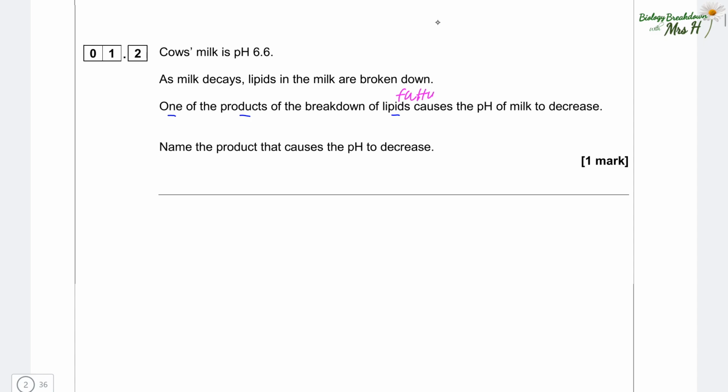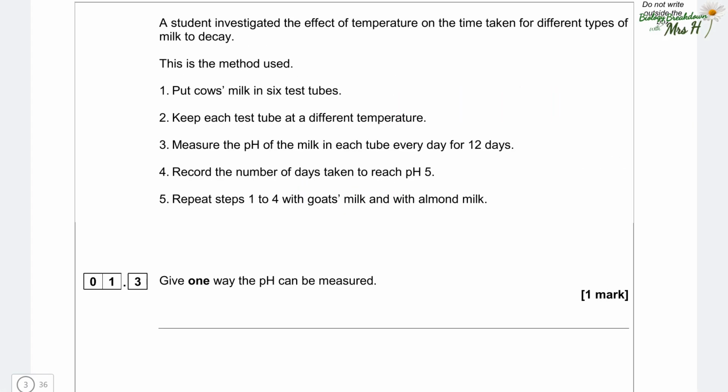Well, if you remember, lipids are made up of fatty acids and glycerol. So if we're looking for a pH decrease, then it's becoming more acidic, so it's going to be the fatty acids. A student investigated the effect of temperature on the time taken for different types of milk to decay.